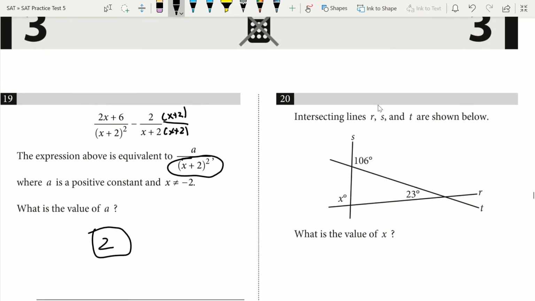Alright, question 20. Intersecting lines R, S, and T are shown below. What's the value of x? Well, this 106 means I have to have a 74 here to make that 180, and then all of these interior angles in this triangle I have to add to 180. 74 plus 23 gives me 97, which means that I have to have 83 right there, which means that x will equal 180 minus 83, which is equal to 97.